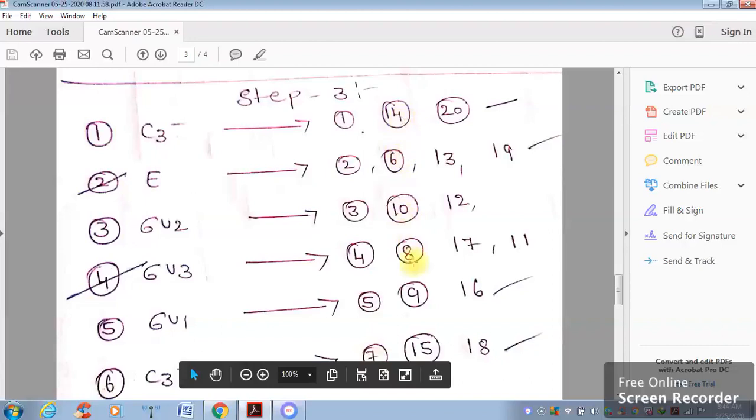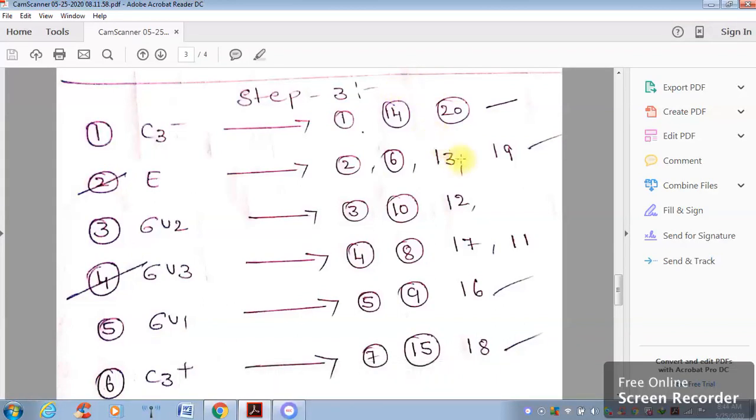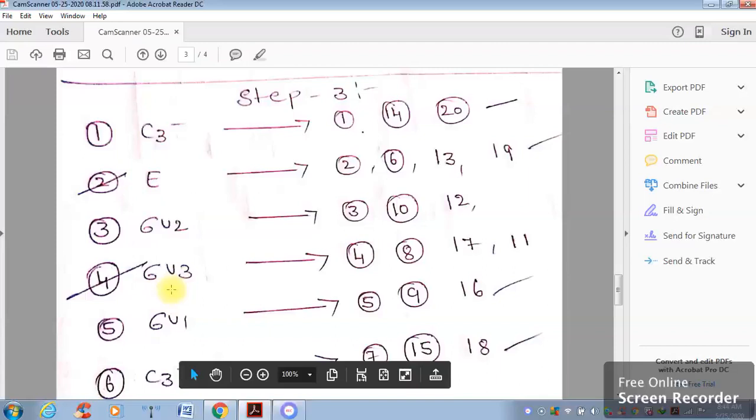In steps 1 and 2 we wrote 1, 2, 3, 4, 5, 7, 6, 14, 10, 8, 9, 15, 20. Okay, in step 3, that is the final step, see, E and sigma V3 are present in 4 boxes.